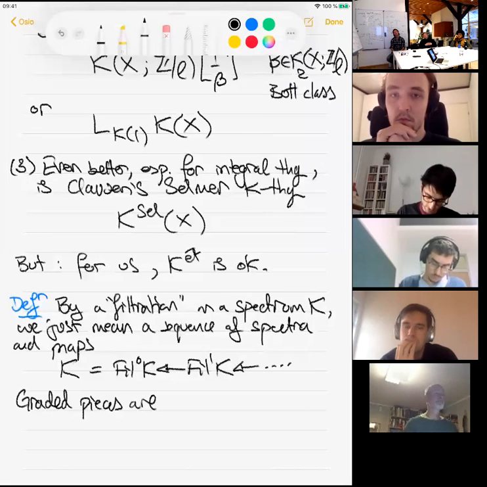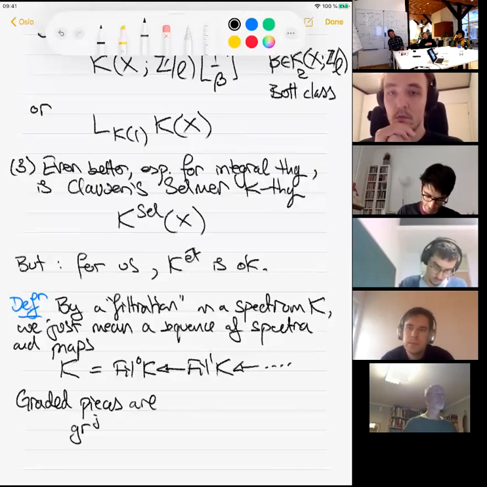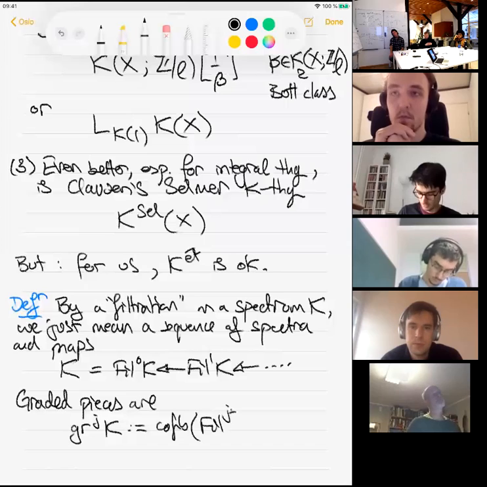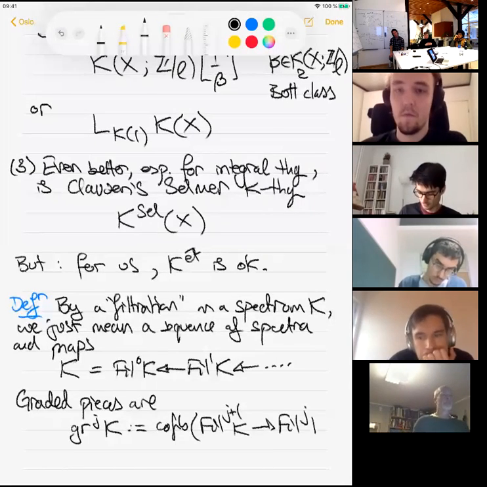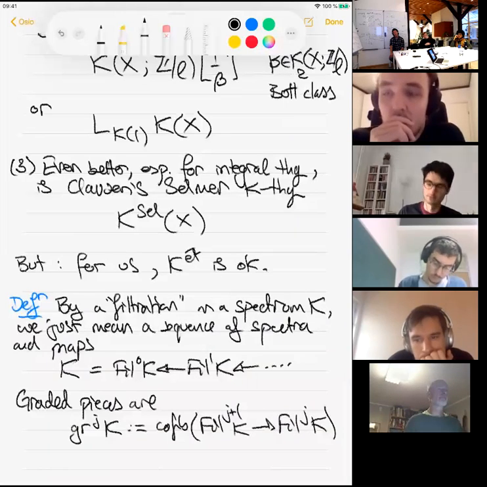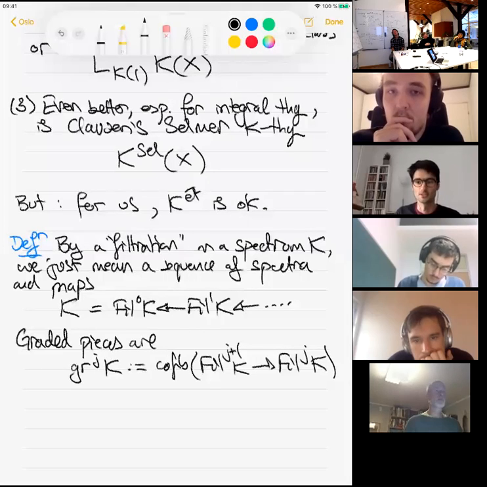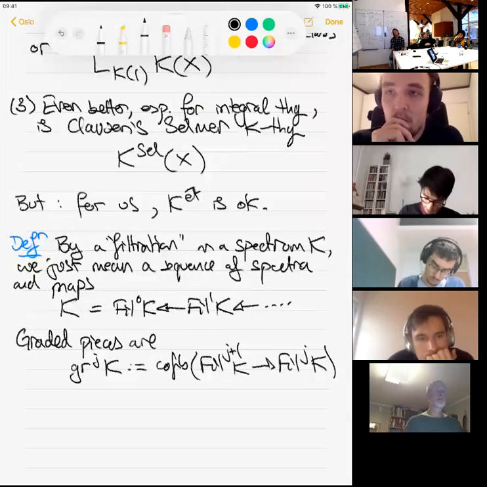So then my graded pieces, gr^j of this filtration, these are of course just the cofiber of Fil^(j+1) to Fil^j of K. And generally the goal of this whole motivic homology business is to define filtrations and understand the graded pieces. As it's defined, a filtration is in fact not very useful. It doesn't necessarily give us very much information about K.